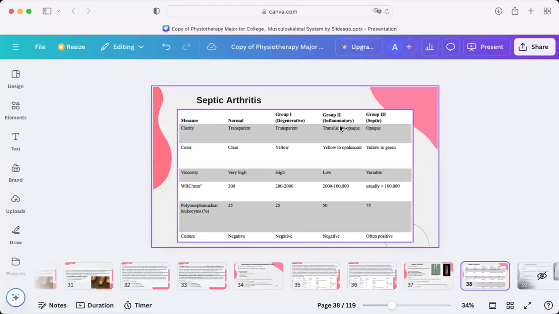This is a prime example of that. Sometimes inflammatory could have high WBCs, but it's always less than 100,000. They could have high PMNs, but it's never over 75. But that's the best way to differentiate between the two. Even sometimes, clinically, differentiating between inflammatory and septic is super hard. But I literally cannot stress this enough. Please study the slide properly.